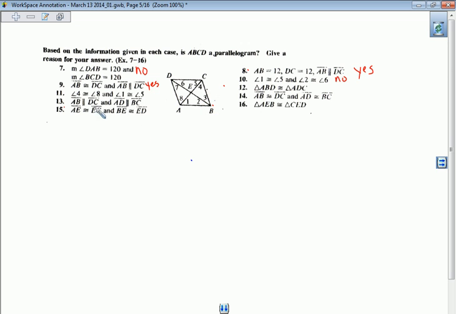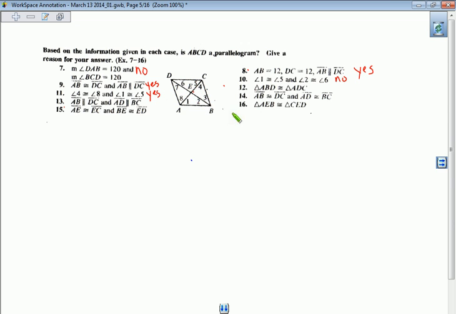Okay. Number 11. Angle 4 is congruent to angle 8. The converse of the alternate interior angle theorem tells us that AD would be parallel to BC. And then I have angle 1 congruent to angle 5. So that's the second one. So CD would have to be parallel to AB. I have two pairs of opposite sides parallel. Yes.